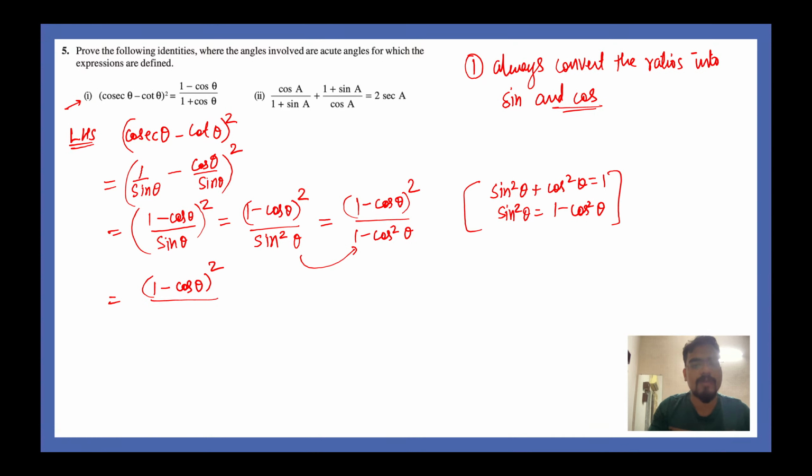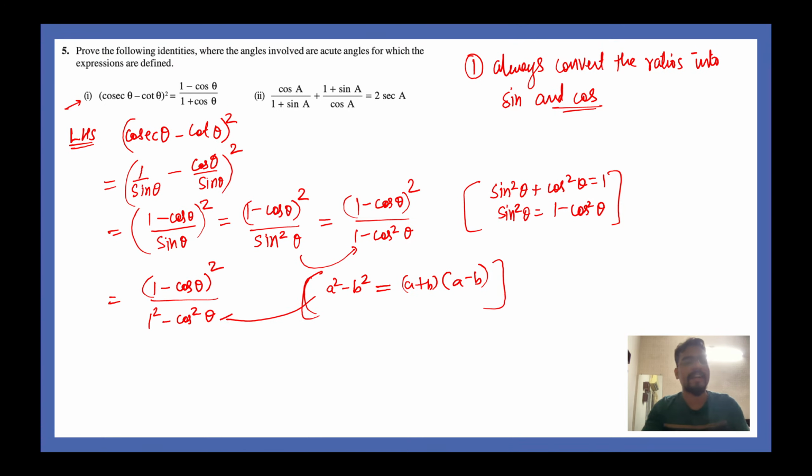Now 1 minus cos square theta can be written as 1 square minus cos square theta. Do you remember this property, a square minus b square? a square minus b square can be written as (a plus b) into (a minus b). I am teaching you this because we have to apply this property in the denominator.